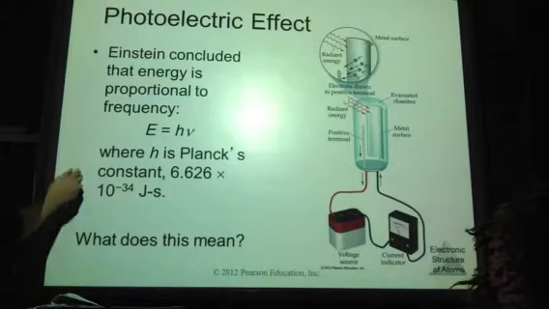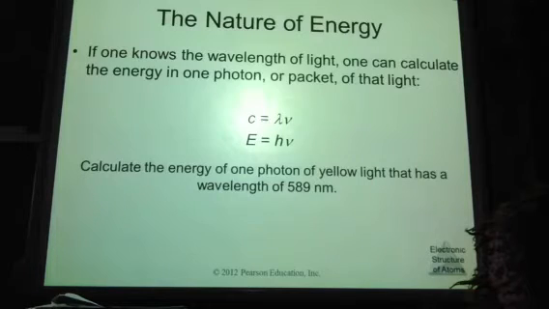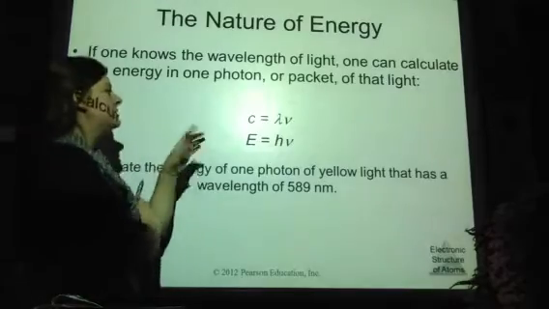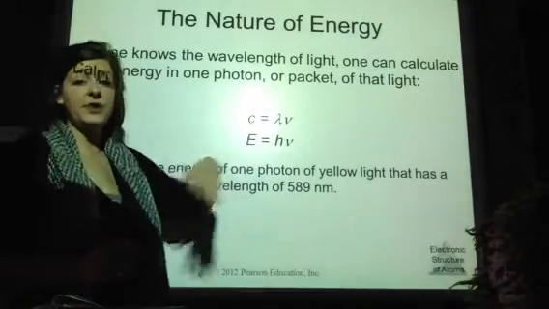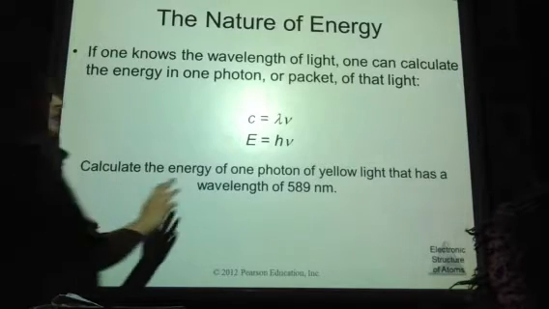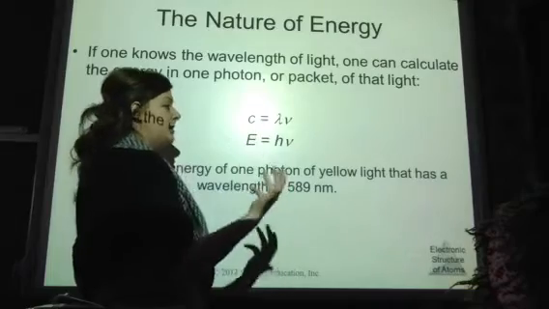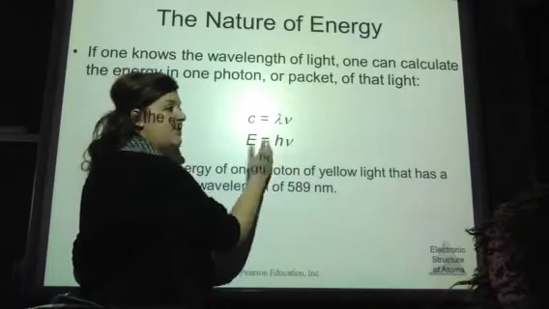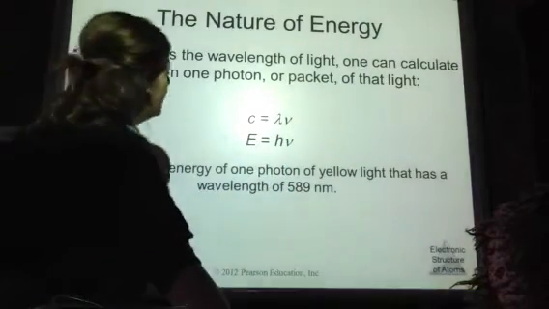Okay. So if one knows the wavelength of light, one can calculate the energy in one photon, or packet, of that light. From our light formulas so far, we have c equals lambda times v: speed of light equals wavelength times frequency. And I also know that the amount of energy in a quantum is h times v, Planck's constant times frequency.